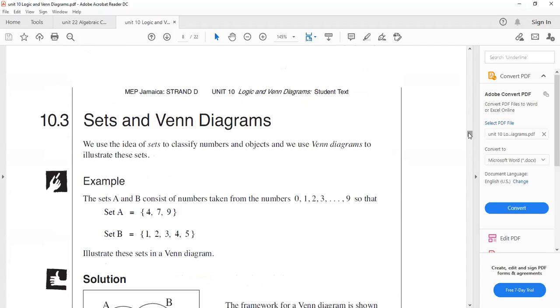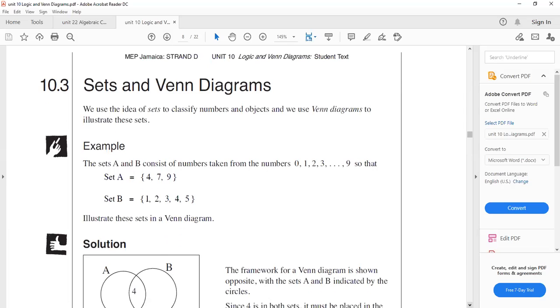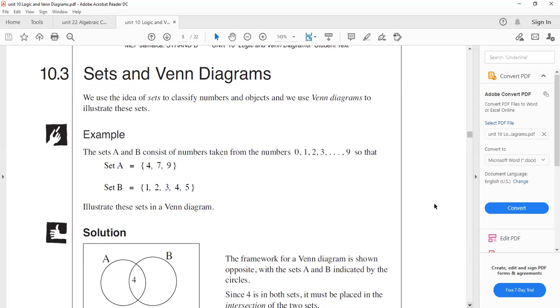We're not going to spend an entire, say, two, three weeks on this. If we can finish this by Monday, that would be great. So let's just start. Sets and Venn diagrams.